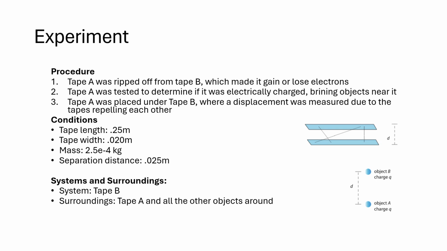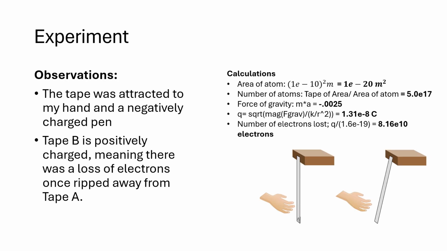As you can see on the right hand side, there's a visualization, and the conditions were measured. The tape length equaled 0.25 meters, tape width 0.020 meters, mass 2.5 × 10^-4 kilograms, and the separation distance 0.025 meters. Along with this, we discovered the system and surroundings, the system being tape B and the surroundings being tape A and all the other objects around, including the Earth.